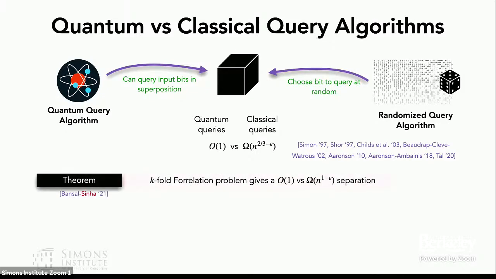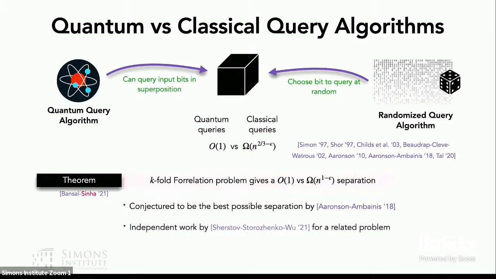And we managed to show that a certain problem, called k-fold correlation, gives a constant versus almost linear separation. This is essentially the best you can hope for. In fact, this is the best separation you can hope for between these two quantities. And this was conjectured to be the optimal or the best possible separation by Aaronson and Ambainis.